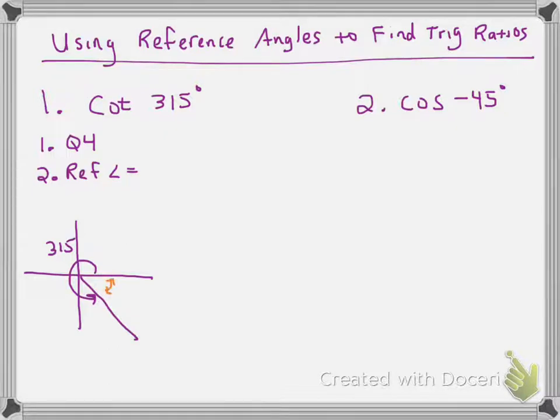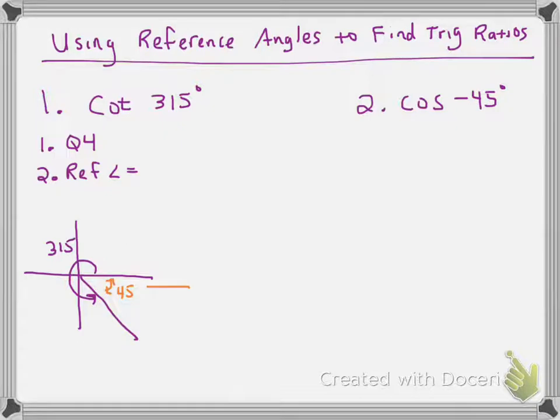In order to find that, I've got to take the closest x-axis angle measurement, which is 360 in this case, and subtract my theta. So when I do 360 minus 315, I'm left with 45. That represents my reference angle. Now I'm going to use that 45 degree angle to help me find what the cotangent of 315 is.